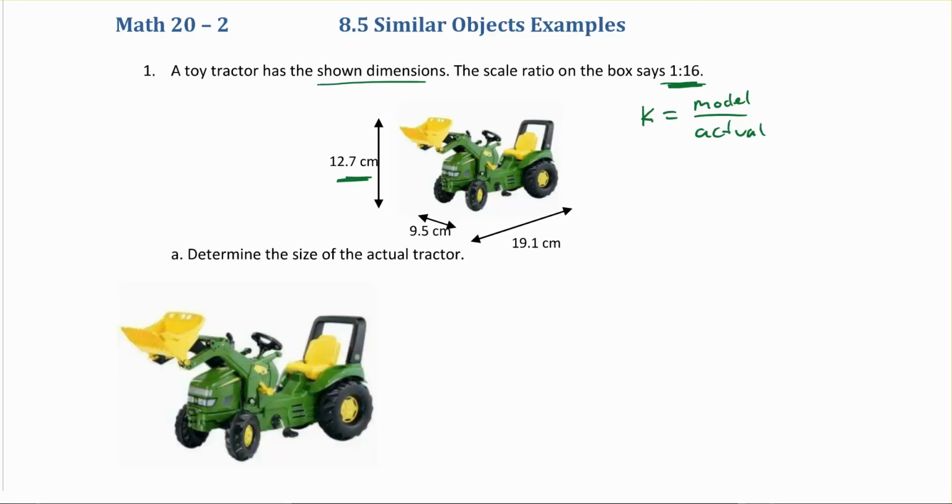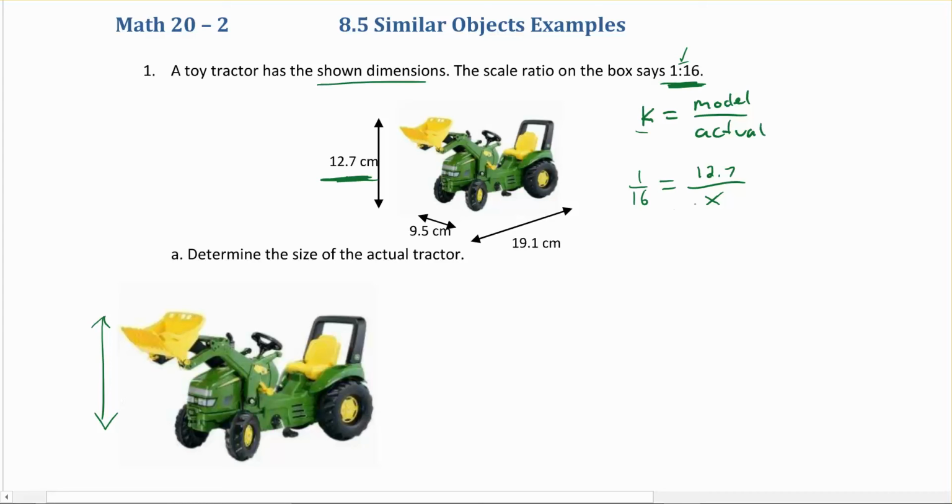If we fill in what we know, I know what the scale ratio is. I know what K is. I'm just going to write 1 over 16 there, is equal to, and the model says that the number I'm looking for is 12.7. So I'm going to write in 12.7 over x, because I don't know what the actual is. I'm looking for this height on the actual one. So then we just need to solve for x.